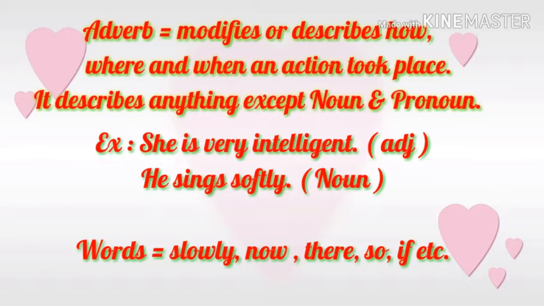That means it modifies the adjective intelligent. She is how much intelligent? She is very intelligent. She is not less intelligent, she is very intelligent. So very is the adverb. He sings softly. Softly is the adverb. It shows how an action is done. Okay. Then we have different kinds of words like slowly, very, now, so, if, though. All these words suggest an adverb.